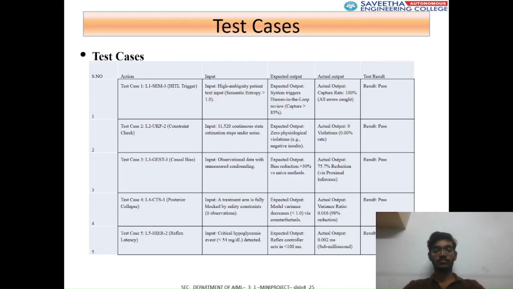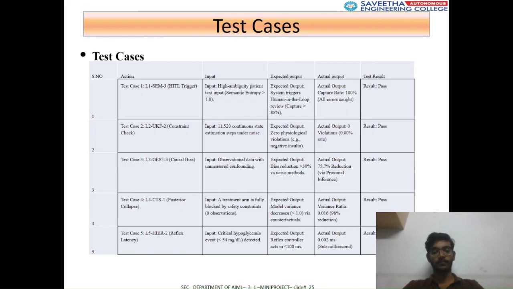So these are the test cases we give for the first layer. High ambiguity patient text input, like different kinds of user emotional data, and the expected outcome is that it triggers a human-in-the-loop review whenever needed. It actually triggered in more than 85% of the cases, which is a 100% capture rate, and the test case was passed.